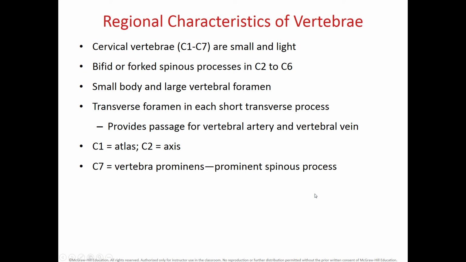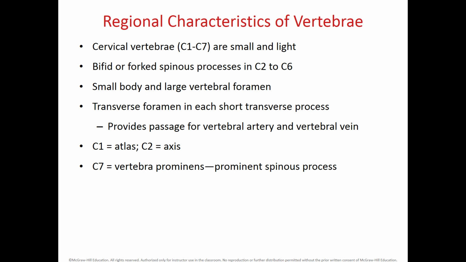What are some of the regional characteristics of the vertebrae? So cervical vertebrae are the smallest and lightest vertebrae that we have. They have a spinous process that is bifid or bifurcated, so it splits into two. Not in all the cases, but usually between C2 through C6. And they have a small body with a large vertebral foramen that is usually kind of triangular.